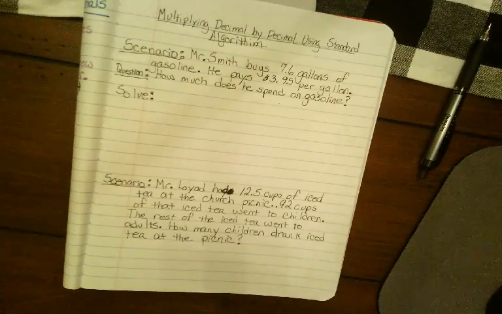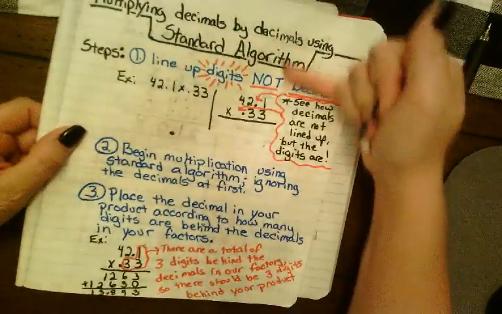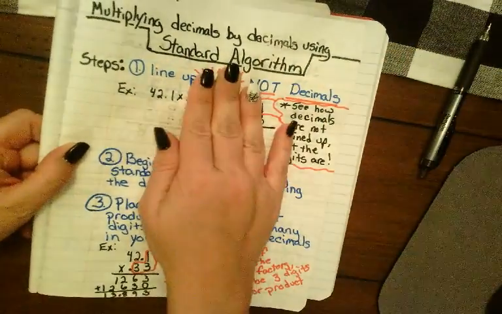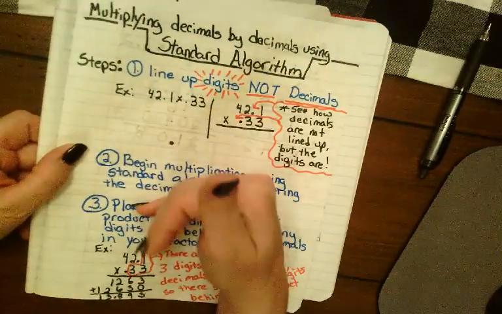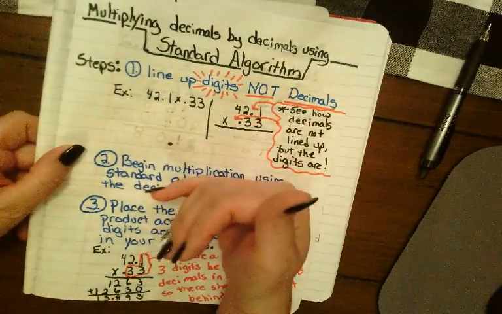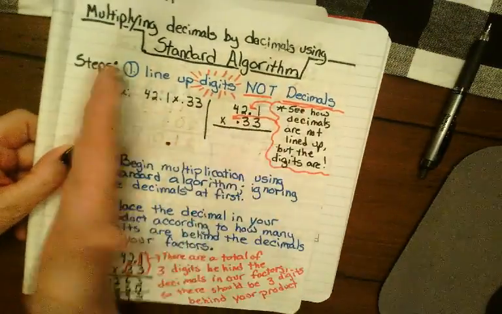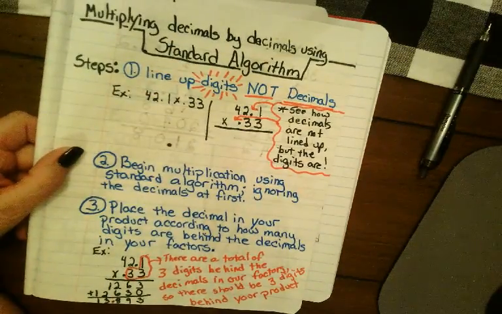All right, students. So now that we have talked about the steps for multiplying decimal by decimal using the standard algorithm, we've talked about those actual steps. Now we're actually going to apply these steps to two different scenarios, okay? And I'm going to refer back to this step page, okay? So please don't stress out about this, okay? We're just going to literally take it step by step.